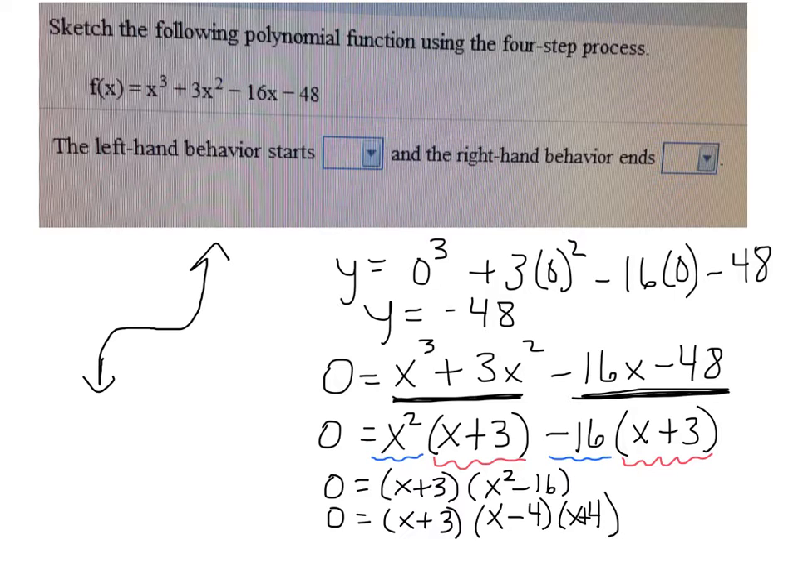So now that we have it all factored, we can set each of these factors equal to 0, find out what our x-intercepts are. So in this case, we need a negative 3 to make that one 0. We need a positive 4 to make that one 0. If we set it equal to 0 and solve, that's what you would get. And for this one, you would end up with a negative 4. So you have your x-intercepts there.